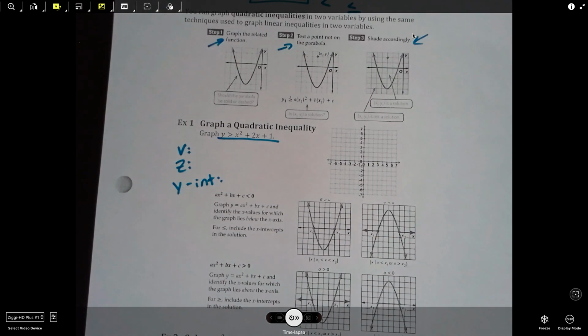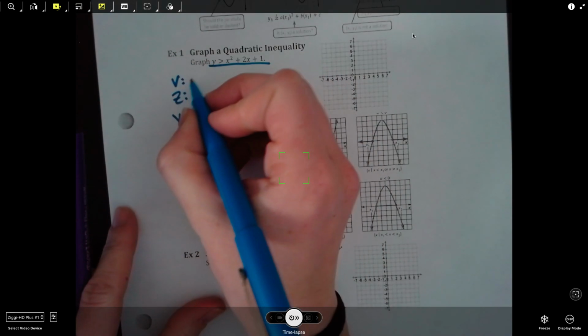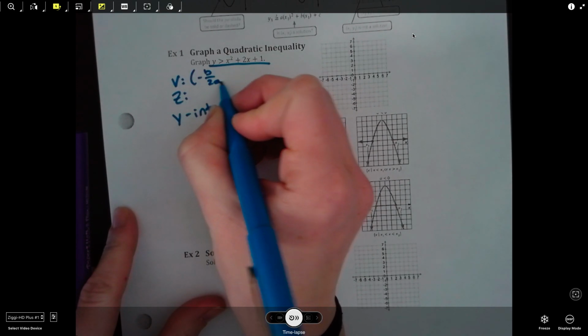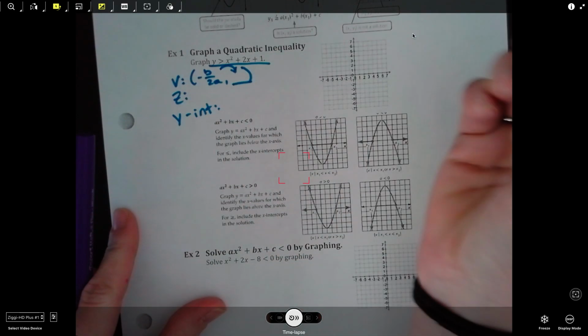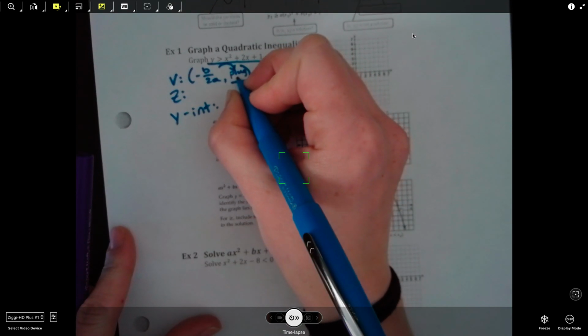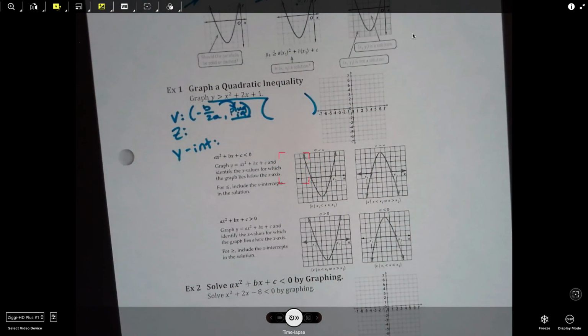Okay? So, do you remember the formula for the vertex, negative b over 2a? That's my formula. How do I find the y-coordinate? Plug it in. I'm trying to find the high or the low point, right? And is this one going to be a smiley face or a frowny face? He's going to smile, so he's going to have a minimum value.